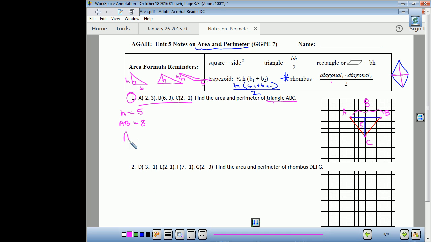So when we're finding the area of a triangle, it is 1/2 the base, which we just counted as 8, times the height, which is 5. Half of 40 is 20. The area of this triangle is 20 square units.